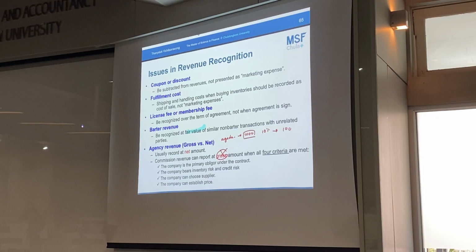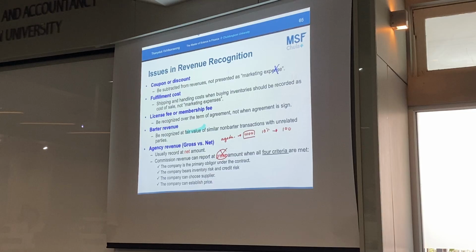Another issue in revenue recognition would be when you have a coupon or discount given to your customer. This one should be recorded by subtracting from the revenue. Normally the company prefers not to subtract from the revenue. They try to mislead by presenting it as a marketing expense. This is wrong. So the coupon or discount should be net of the revenue, not a marketing expense.